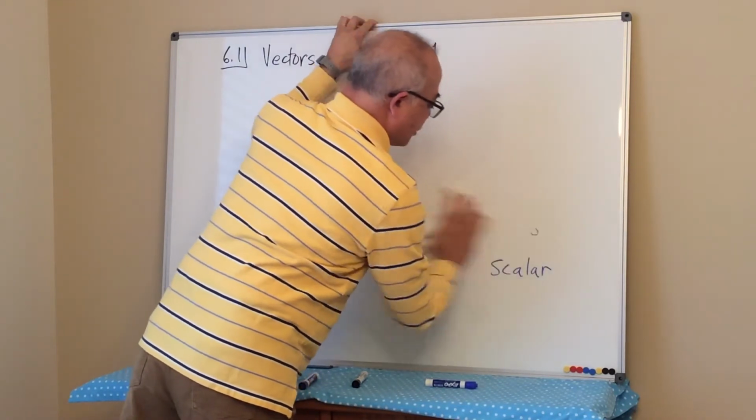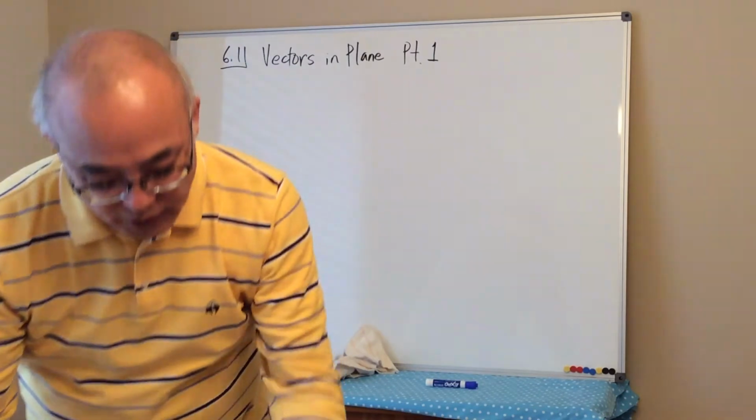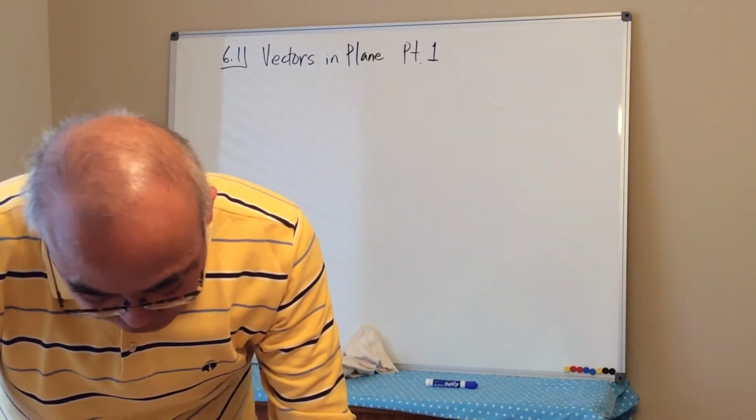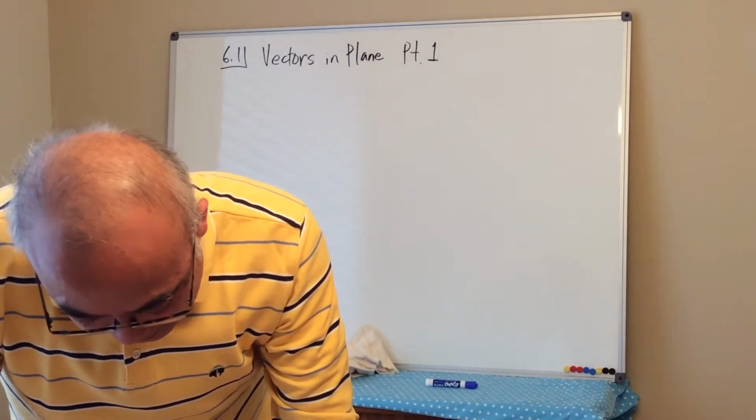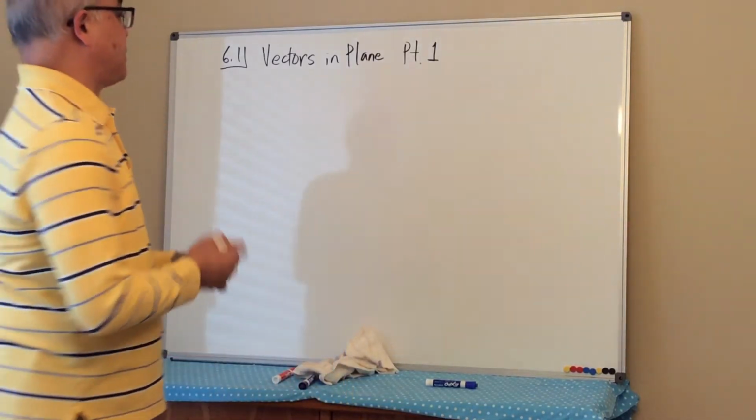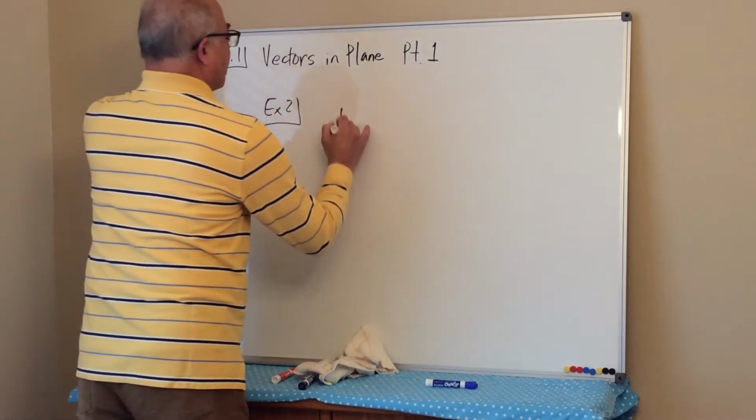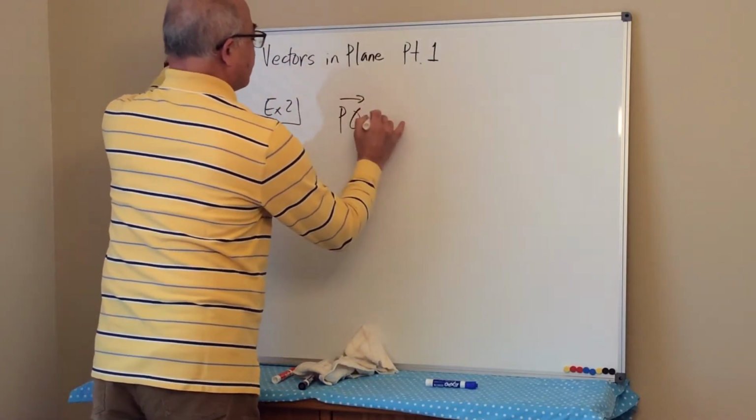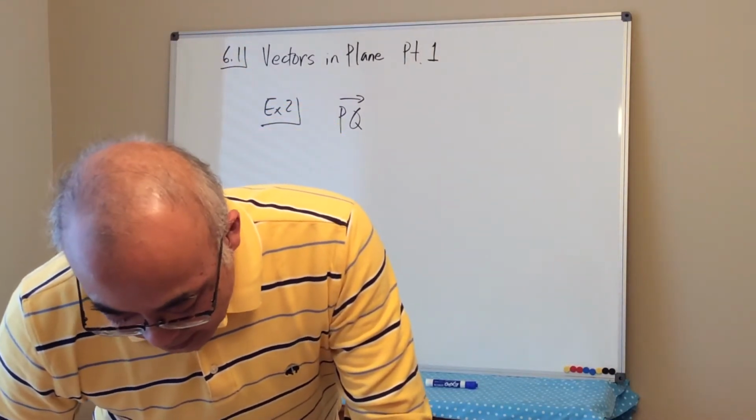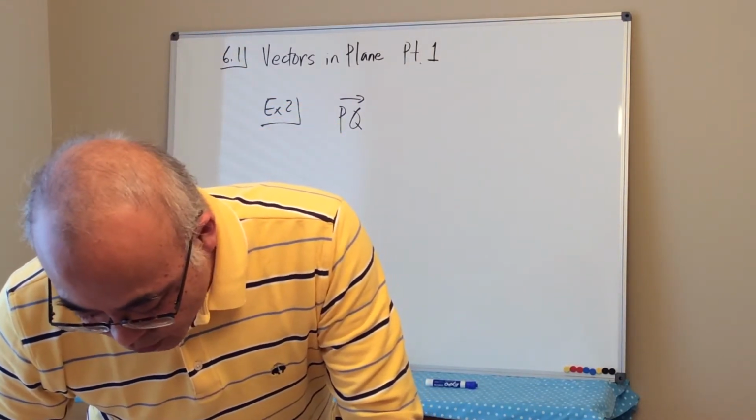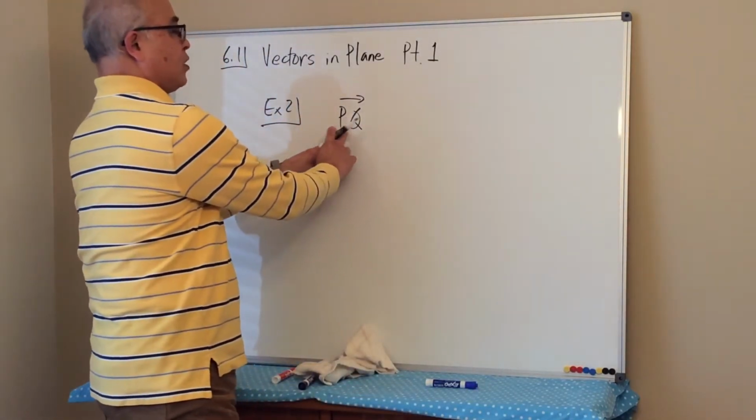In example number 2, we have to find the magnitude of a vector represented from P to Q. So PQ, this is example number 2. PQ is from P to Q, so this is the vector from P to Q.